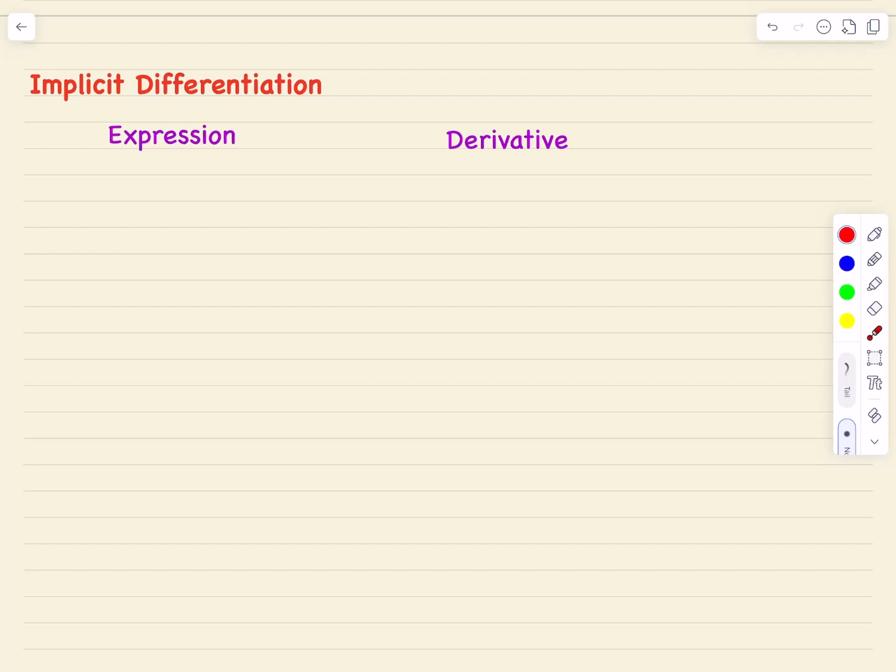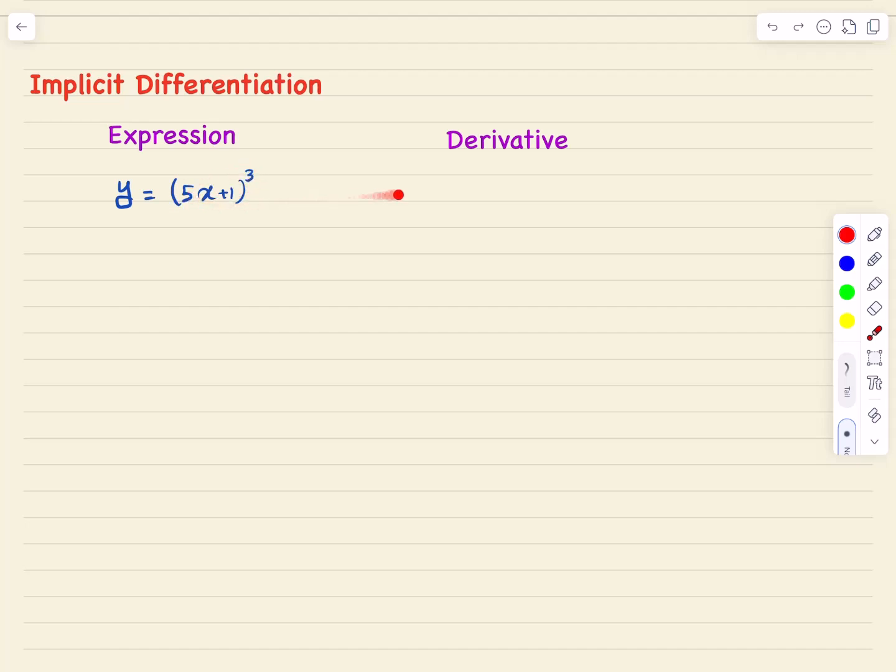So first, what's implicit differentiation and when do we use it? And what's the difference between implicit differentiation and the normal one? We will study it in today's lesson. Let's start first with this function or expression here. We have (5x + 1) to the power of 3.